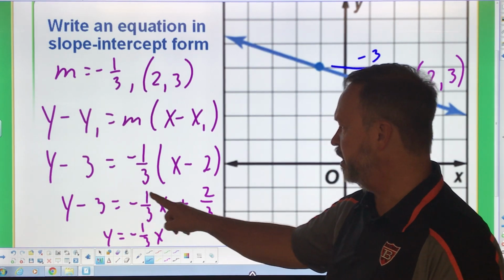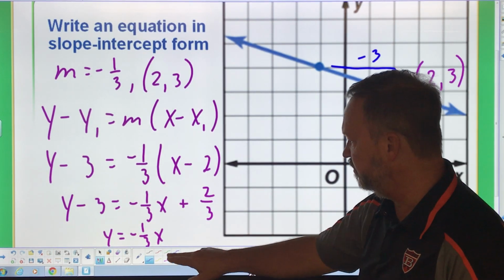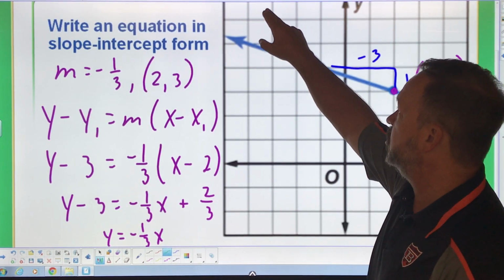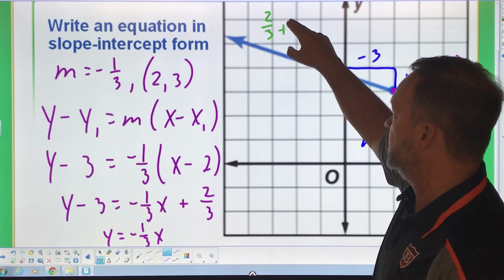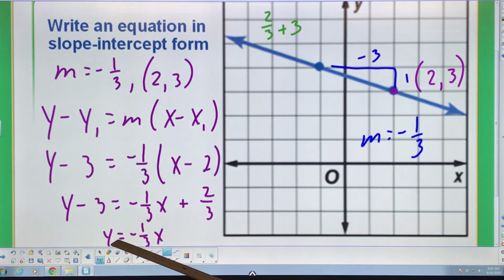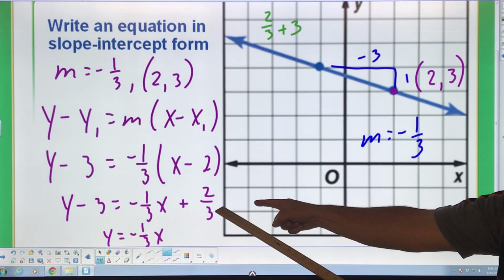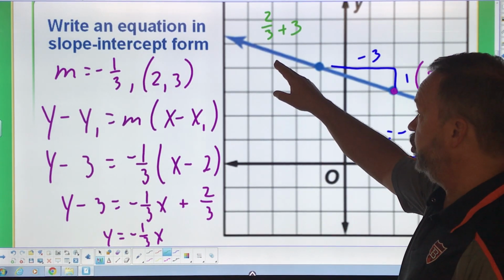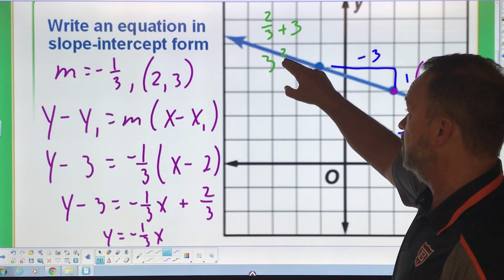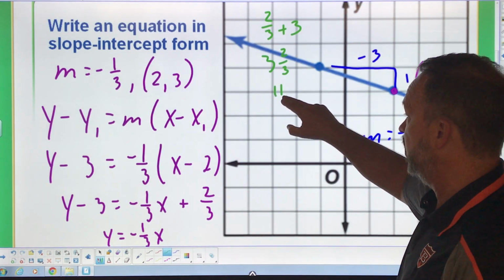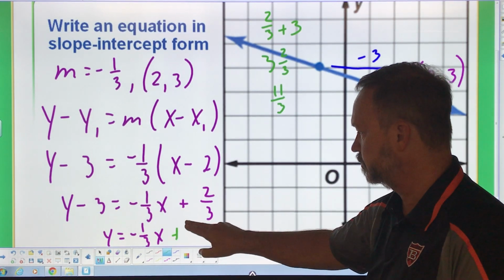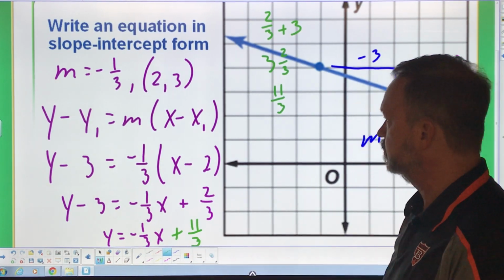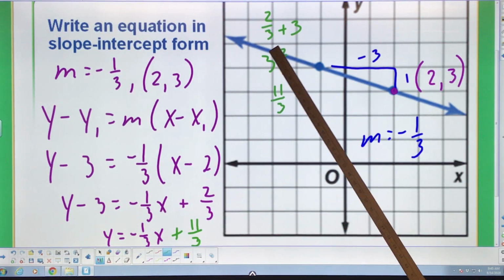And I'm going to add 3 to both sides. Now that's a little bit of a deal. I've got 2/3 plus 3, because I'm going to add 3 to both sides, right? So I'm going to have 2/3 plus 3. You could just quickly call that 3 2/3, which is 11/3. That is 3 2/3, right?